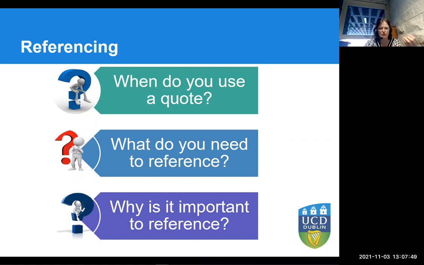So it's about producing your own hypothesis or your own argument, and then backing that up with the research and making sure that you provide the reference then for that research, so that it's clear that you're not trying to take that work as your own. And it's also clear what research you've done to arrive at your conclusions. So we'll look at this now in more detail, and we're going to look at, when should you use a direct quote? What do you need to reference? And why is it important to reference?